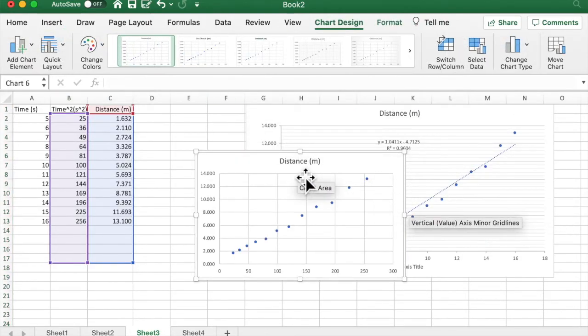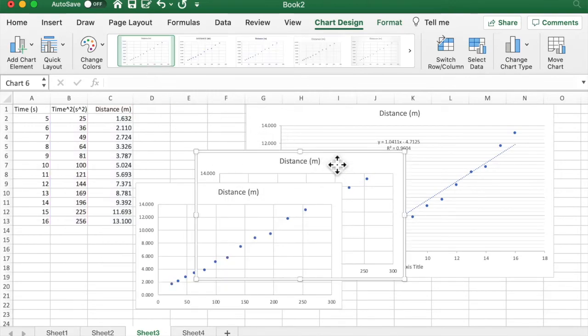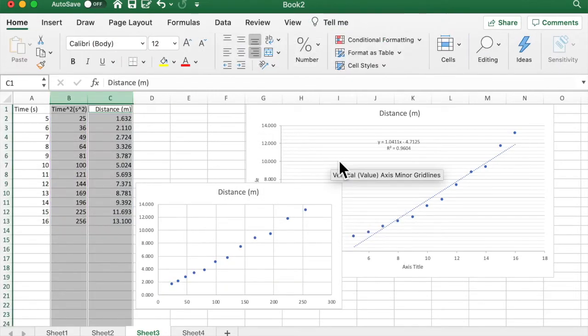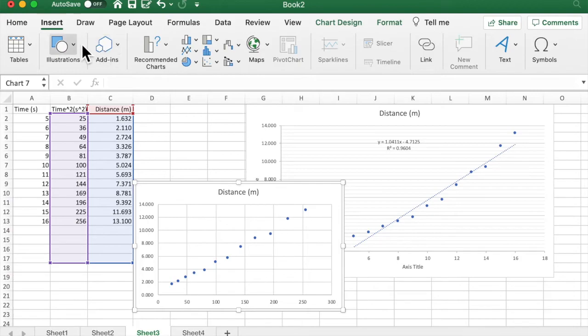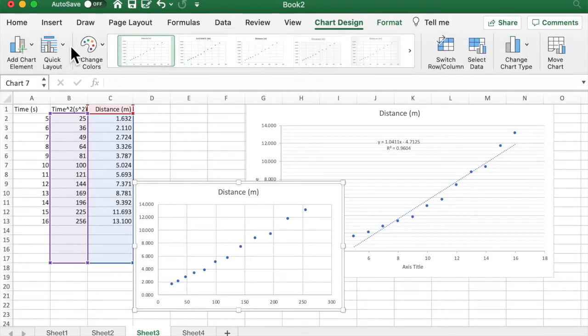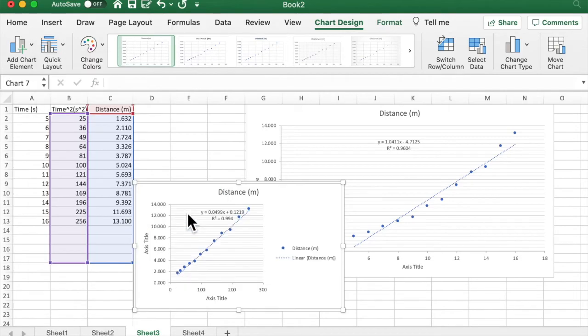That looks linear, and I ended up inserting it twice. There we go. And so this looks perhaps a little bit better, but let's check and see. So let's see, we need to be in chart design, we want quick layout, we want option 9. And so yeah, this looks better.